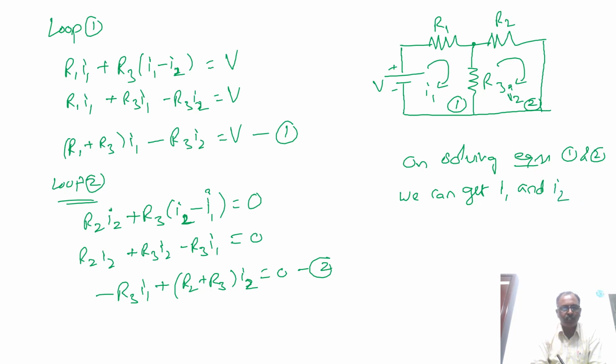So equation 1 is an equation which contains two variables I1 and I2, and equation 2 is also having two variables I1 and I2. So we are having two variables with two equations, linear equations. Therefore, by solving these two linear equations, we are able to get I1 and I2.